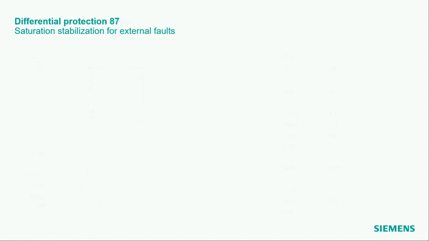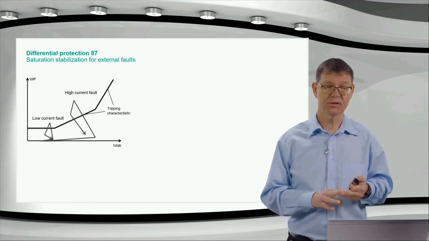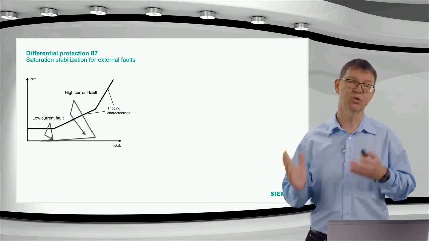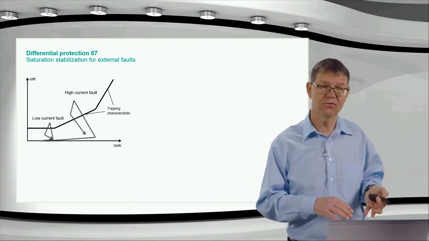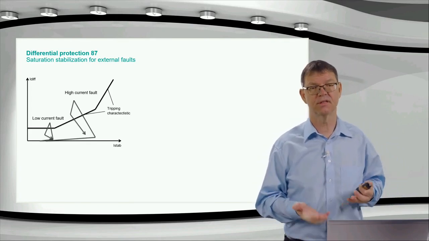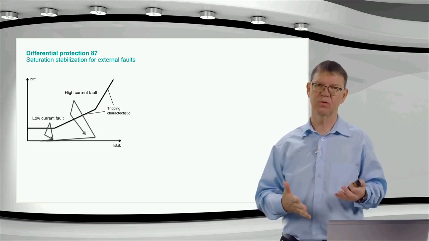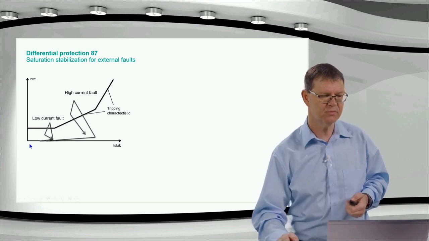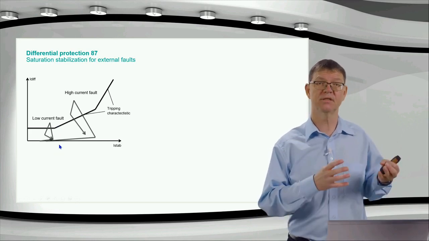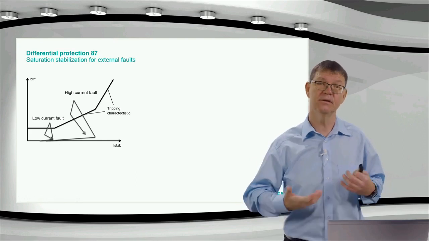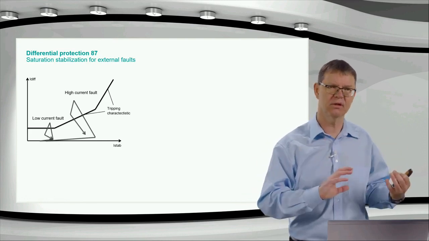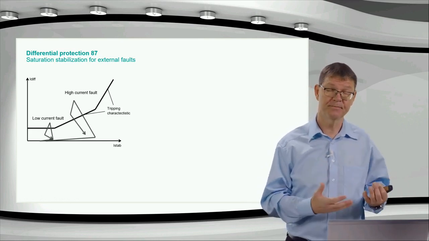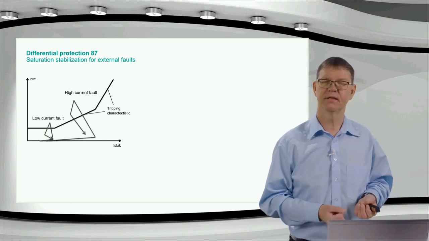For the differential protection, we need to be stable against external faults. Therefore, in this drawing, we have to distinguish between high current faults and low current faults. For the high current faults, the CT saturation makes a problem because there's a high current. For the low current faults, we could also get problems with the current transformer if there is a long DC component in the current, and then even with a small current, it might happen that one current transformer of the two will saturate. And this also could create problems.